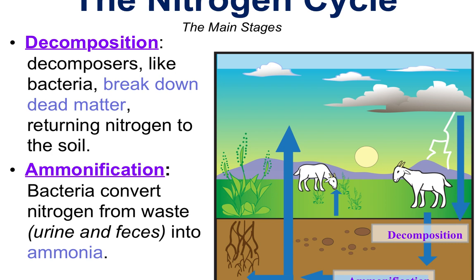Ammonification is when these bacteria convert nitrogen from waste. Most of the time this is a urine process, but it does happen in fecal matter too. It basically will convert your urine, uric acid, into ammonia. We call that ammonification.